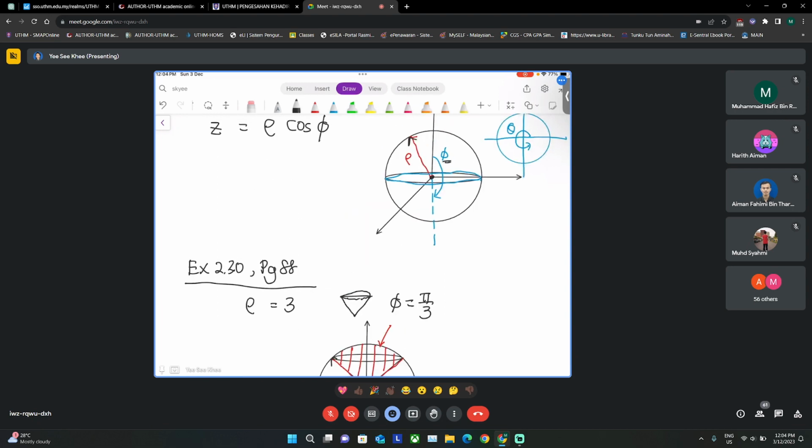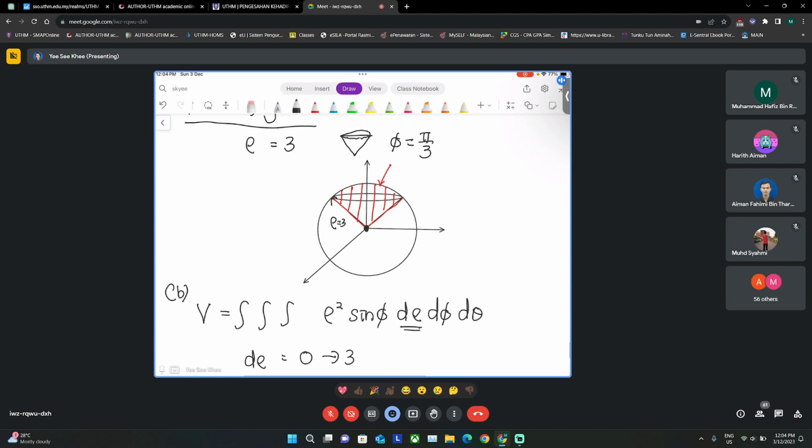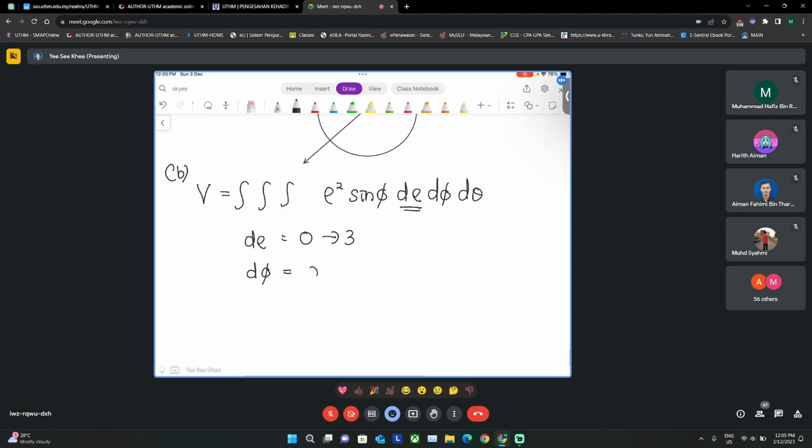d phi will be the angle that is from the z-axis going down. So if you look at these portions, the red portions, your phi will be the angles over here. And the question already said that phi is pi over 3, so 0 until pi over 3.